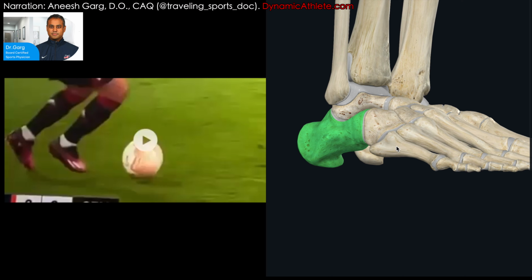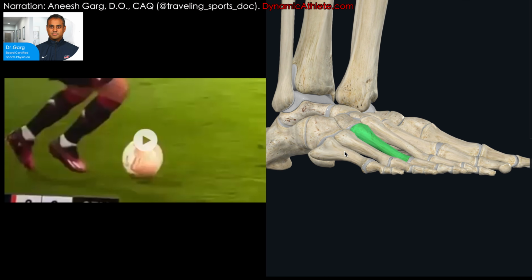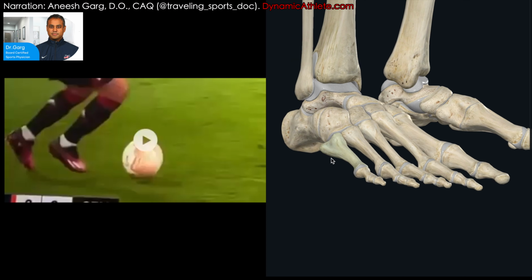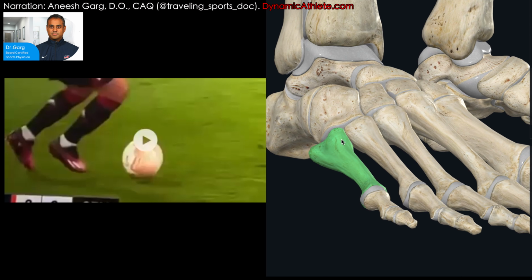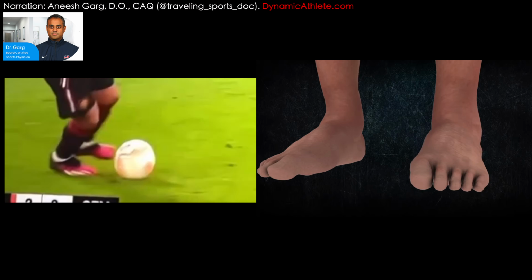Hi everyone, it's Aneesh Garg with Dynamic Athlete and Traveling Sports Doc. We're going to break down Lisandro Martinez's injury in the Manchester United game today. So let's roll through here. You can see it's the injury on the right foot. And as we come through here, he plants and looks good there. And then I think the injury occurred right there.